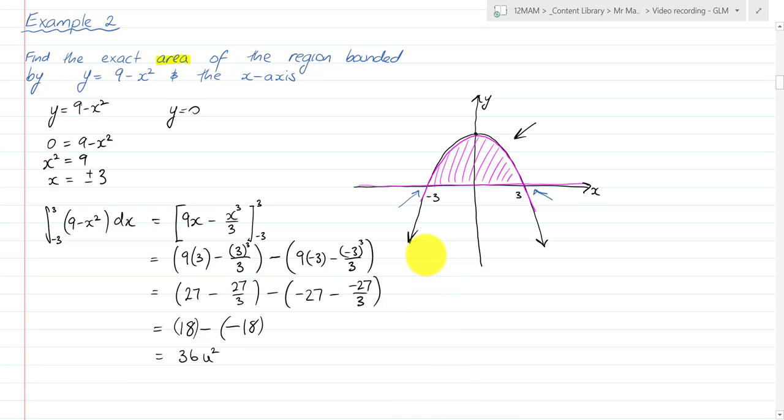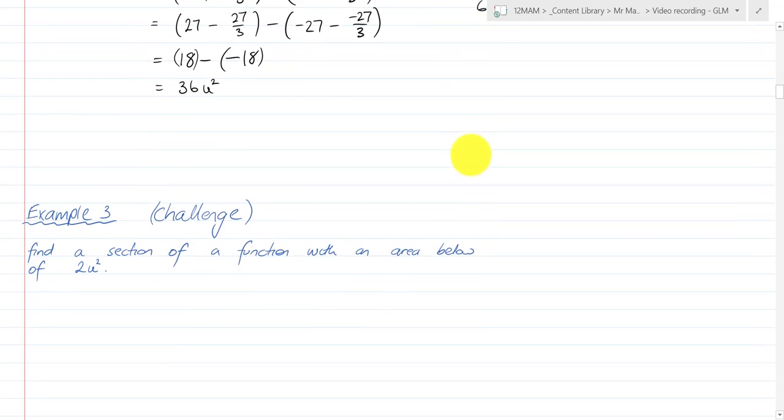Now, this fits into a box that has a width of 6 and a height of 9, and 6 times 9 equals 54. So once we cut out this little bit of area here, we're left with 36. And I'm pretty happy with that answer. It kind of makes sense. It fits about what I expect it to be. So that's the first of our two examples. Let's look at example 3.